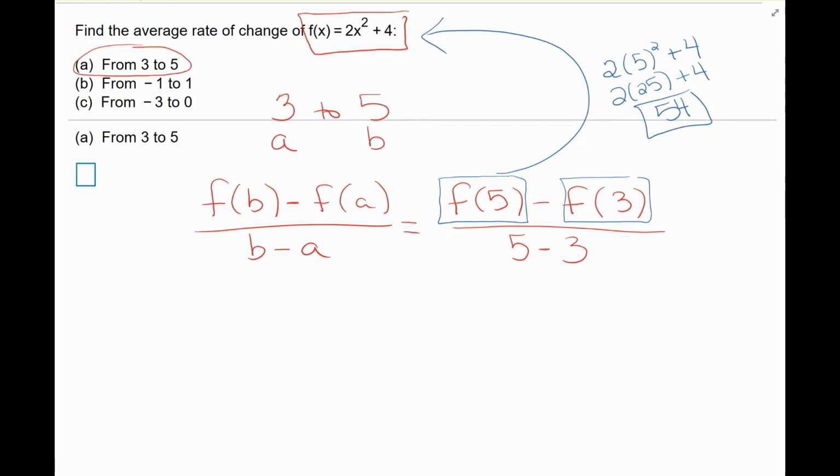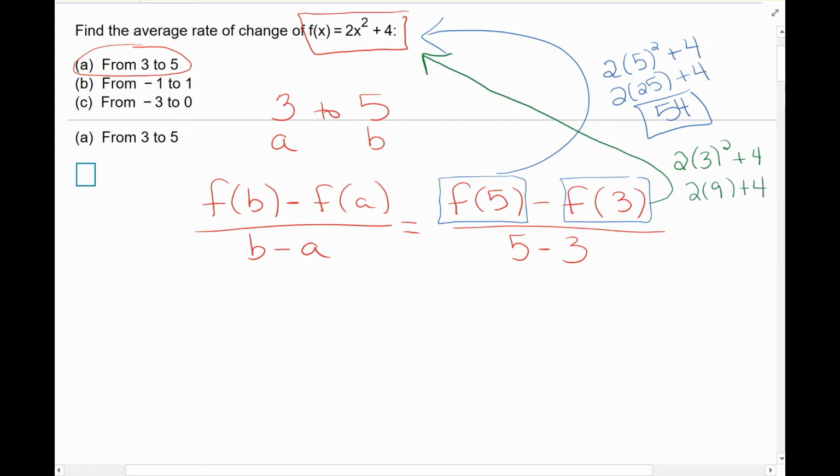And I do the same thing with f of 3, right? What does f of 3 mean? F of 3 means go back to the original function, and wherever you see an x, you're going to put a 3. Okay? So that will be 2 times 3 squared plus 4. 3 squared is 9. 9 times 2 is 18. And 18 plus 4 is 22.